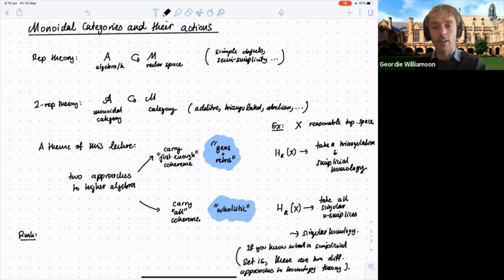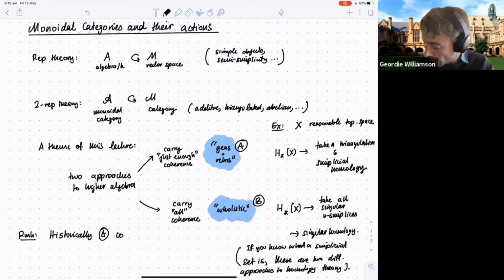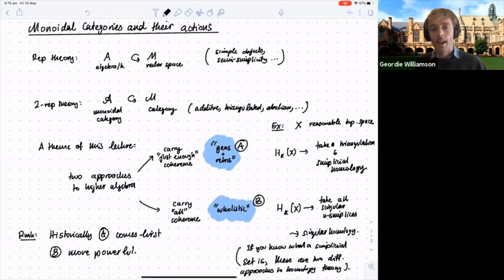And just a remark before we go on. If you look historically, the first definitions of homology, cohomology, etc., were via simplicial homology. And then we had this passage. I remember when I first saw the definition of singular homology, I thought it was awful. How on earth can you possibly have any control over all maps from a simplex into a space? It's some enormous thing. But it's much easier to show that it has nice functorial properties. So a remark is that historically, let's call this A and B, A comes first and B is more powerful.